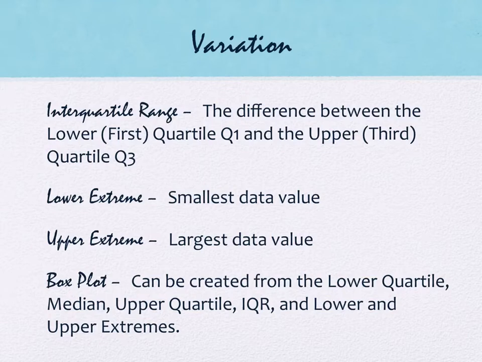Within a given data set, the lowest or smallest value is called the lower extreme, and the largest or highest value is called the upper extreme. Should make sense.